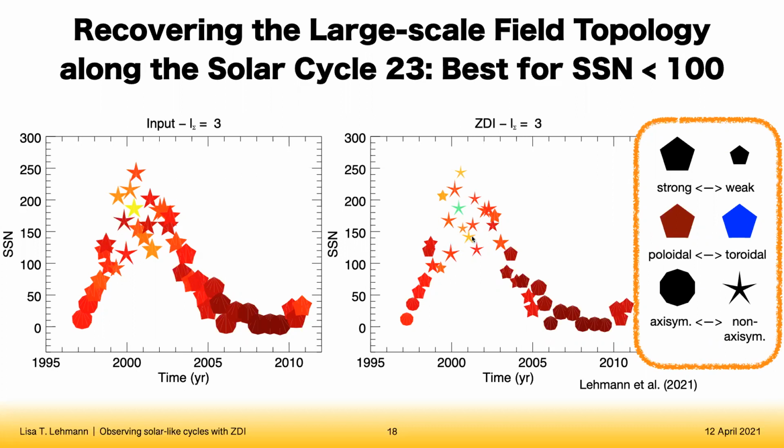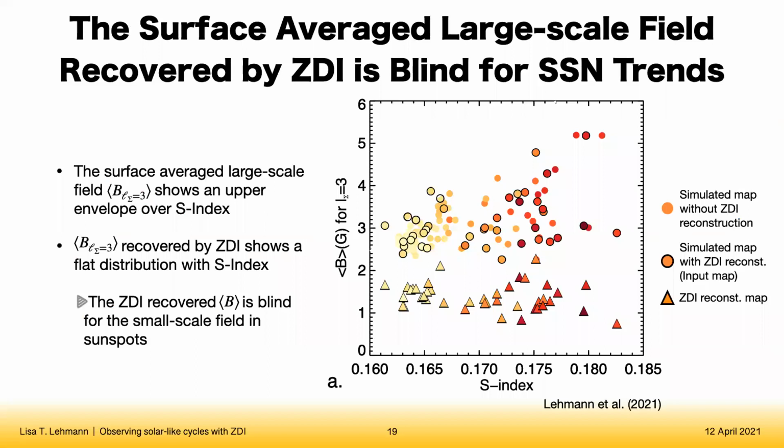And during the activity maximum, we also see that they tend to be less axisymmetric and less poloidal, as the input maps suggest. But a bit below a sunspot number of 100, ZDI is really doing a great job in recovering the large-scale field topology. Until now, I was only speaking about the magnetic energy, but what about the surface average large-scale field?